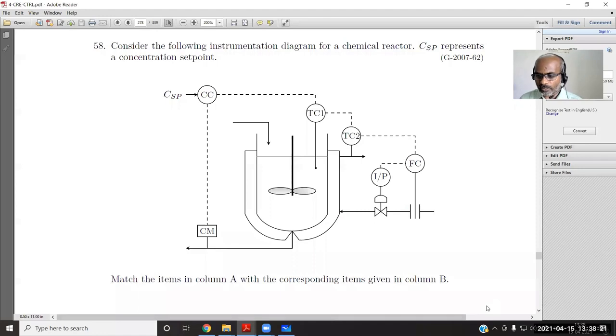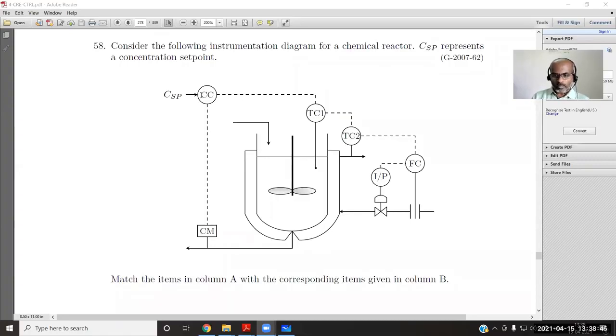We want to keep the concentration of the reactor constant by making a concentration measurement and giving it to a concentration controller. CC refers to concentration control. The set point is given to the concentration controller. So how many loops are there? Can someone look at the question and tell me? The diagram is given.